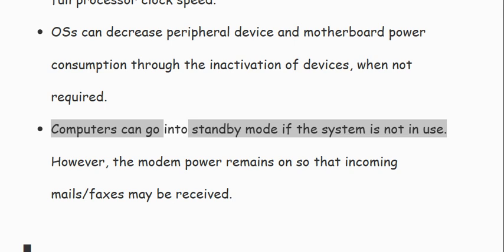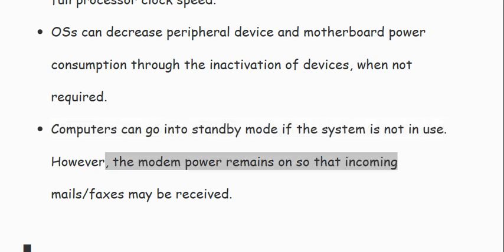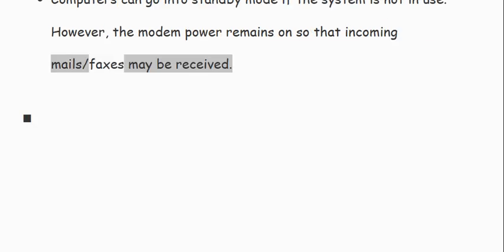Computers can go into standby mode if the system is not in use. However, the modem power remains on so that incoming mails, faxes may be received.